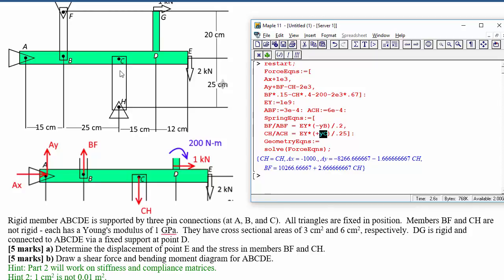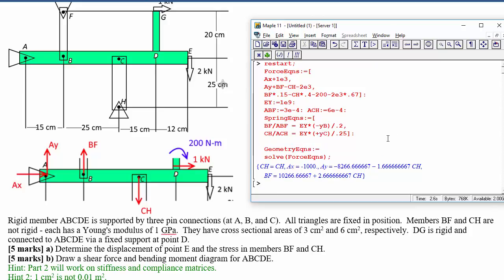But CH is below the member ABCDE. So YC has to get larger for this thing to increase in length. Okay, that's the spring equations. Next, we have the geometry equations.